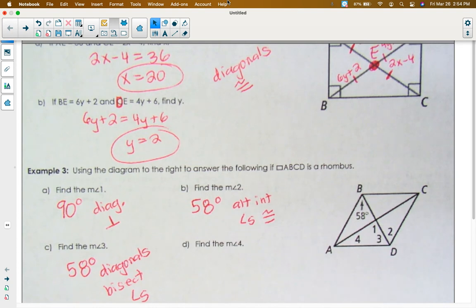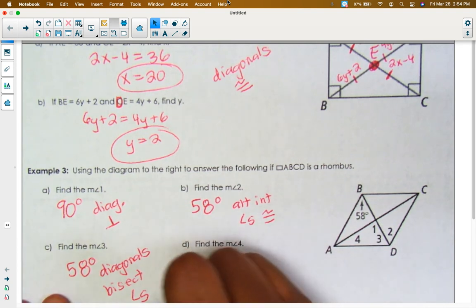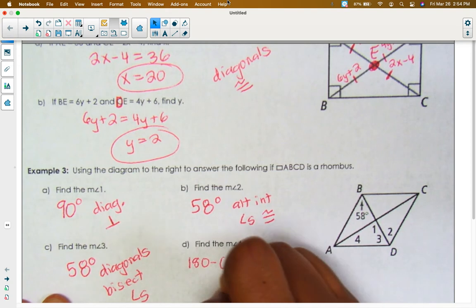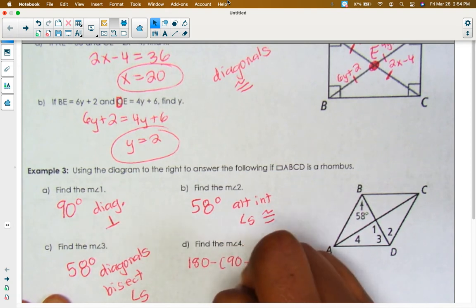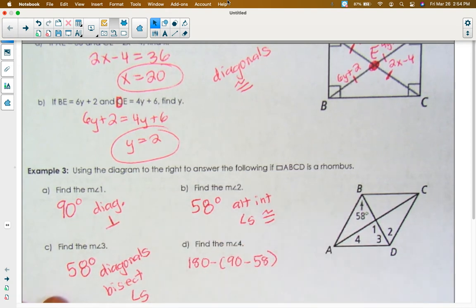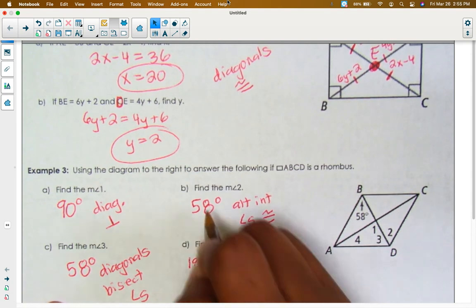And D, find the measure of angle 4. We can do that by doing 180 minus 90 minus 58. So I'm looking for angle 4. I know that this is 58. I know that this is 90. If you add up all the degrees in a triangle, they add to 180 degrees. So just do this simple calculation, and we know that it is 32 degrees.